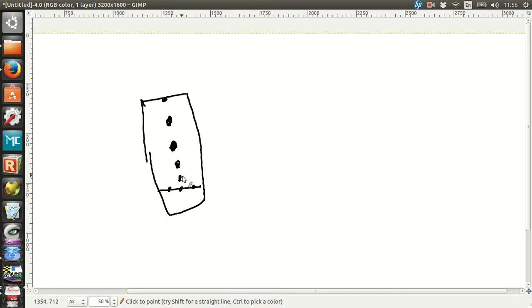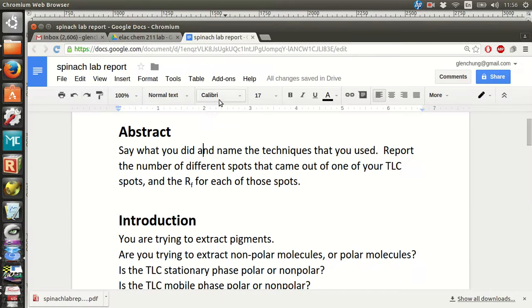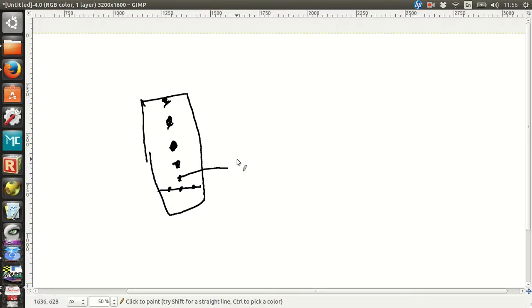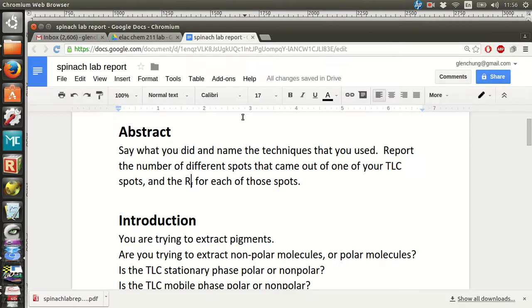For example, this spot made 1, 2, 3, 4, 5 spots. So you should say that you got 5. The maximum number of spots that you got was 5, and then you should report the RF for each of those spots. Just list them, you know what I'm saying? So in the introduction, just say, I have 5 spots and their RFs are blah, blah, blah, blah, blah. Remember that RF is a ratio of distance to distance, so there should be no units for RF.